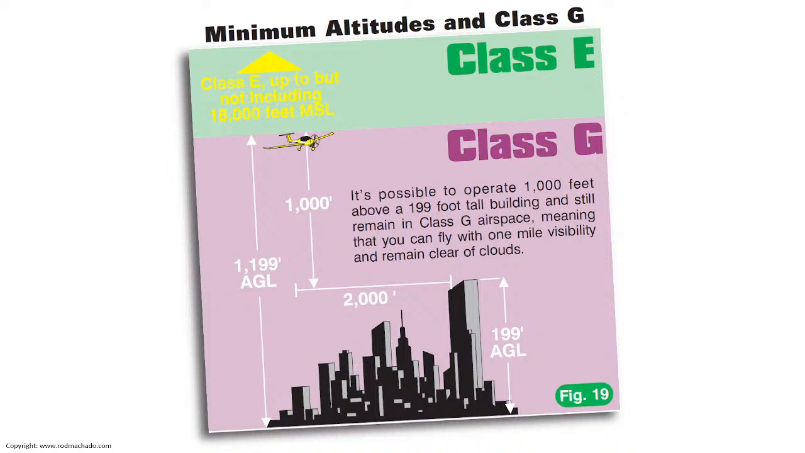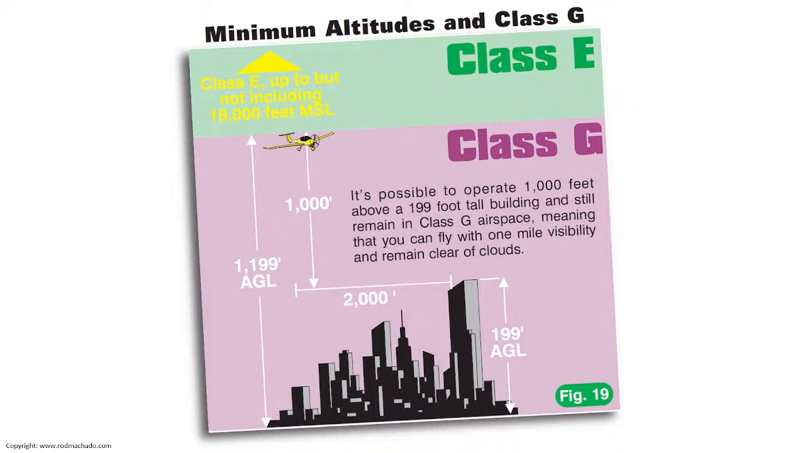In a populous area, what is the minimum safe altitude? 1,000 above, 2,000 horizontal. So, 1,000 feet above the highest thing within a 2,000 foot radius. And learn to say it that way. You have to be 1,000 feet above the highest obstacle within a 2,000 foot radius of the aircraft.